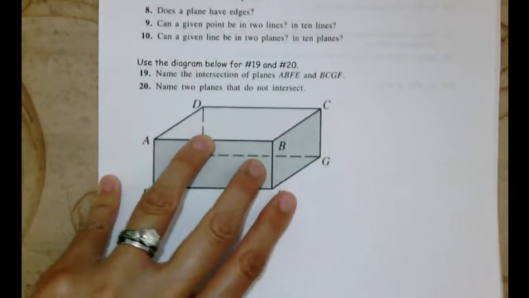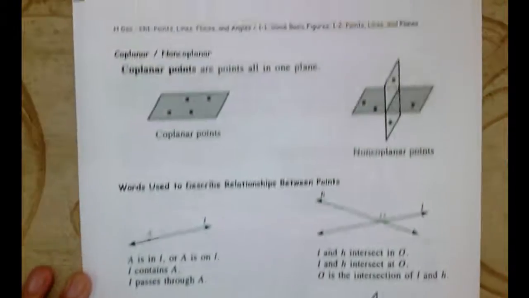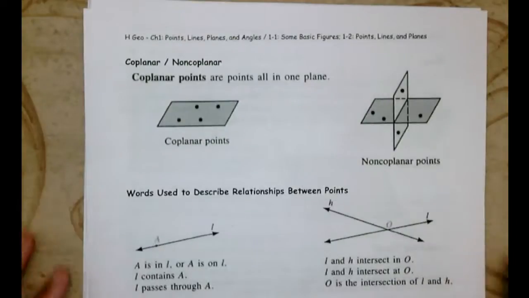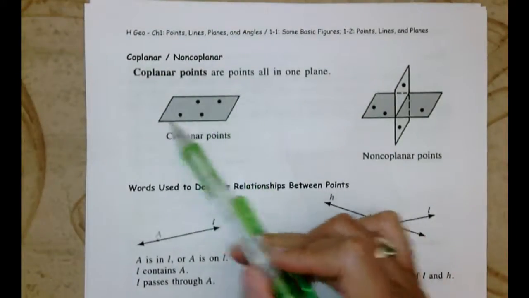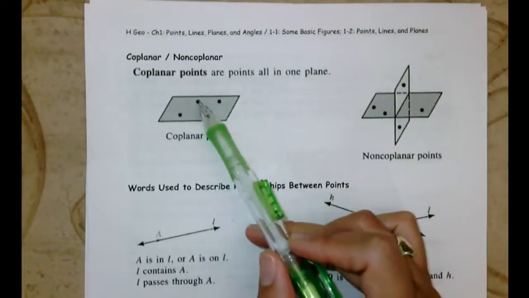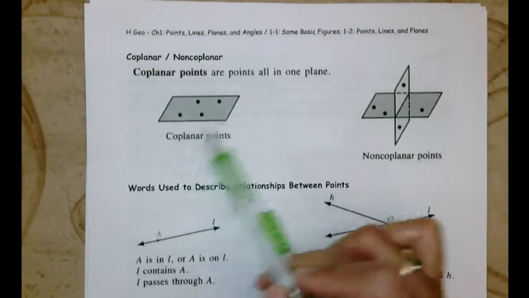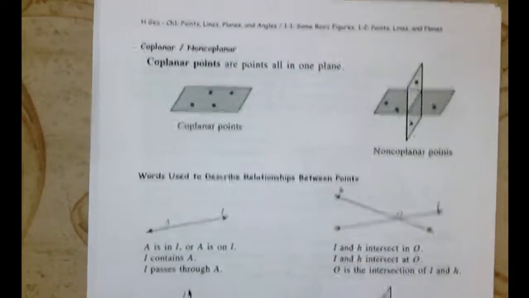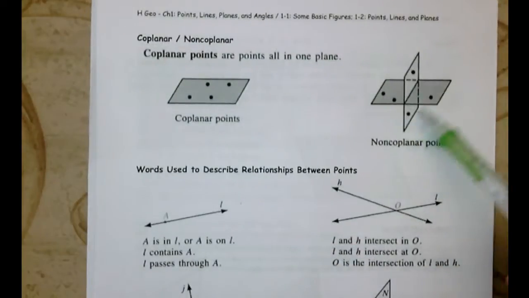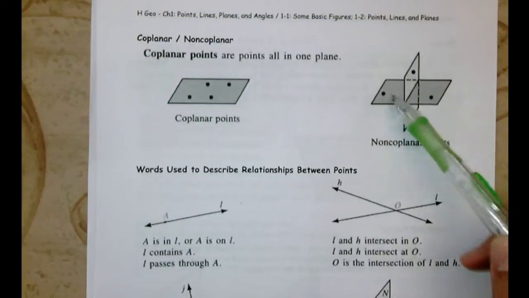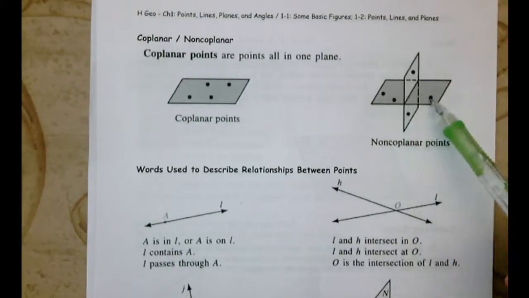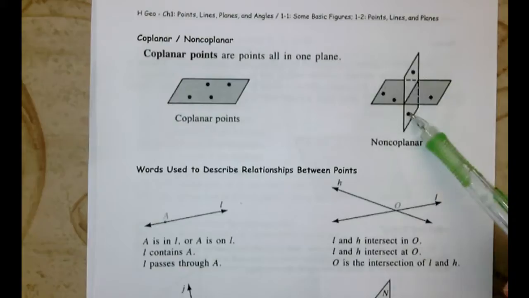And here's the back. Coplanar and non-coplanar. Coplanar means the points are contained in one plane. Okay? So these points are on this plane, so these are coplanar points. These five points are non-coplanar because they don't belong on the same plane. However, these three are coplanar and these two are coplanar. Okay?